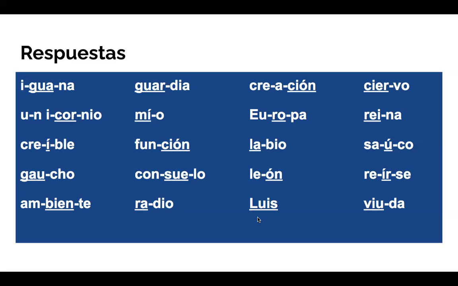Luis is a one-syllable word. Does not have an accent. It does have a diphthong, two weak vowels. And viuda, the IU is a two weak vowel diphthong, viuda. The word is llana, ending in a vowel. It does not need an accent. How'd you do? Write down any questions you have for me for class.